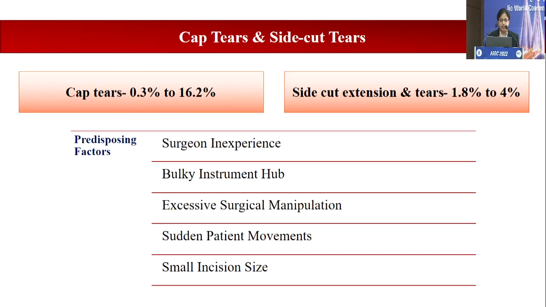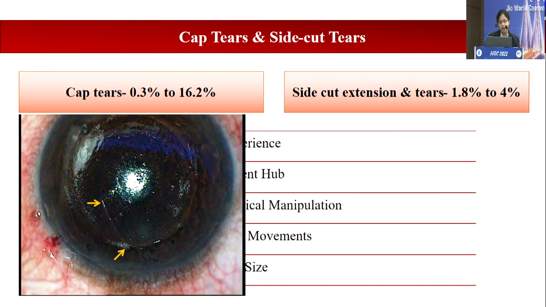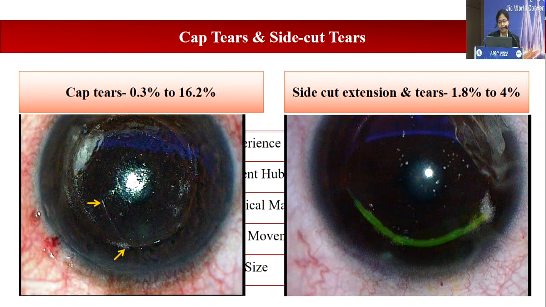So cap and side cut tears can be seen in 0.3 to 16.2% cases, and side cut extension and tears are much more common than they have been reported. Related to surgeon inexperience, the bulky instrument hub, we are so focused on the leading edge of the instrument that we forget that the hub entangles in the site of the cap side cut and can lead to tears and extensions. Excessive surgical manipulations, sudden patient movements, and small incision size also predispose. So always start with the larger incision, a 4 mm maybe, and then go to 2 mm as your experience increases. So this is a cap side cut tear, and this of course is a side cut extension and tear. And so a bandage contact lens usually suffices.